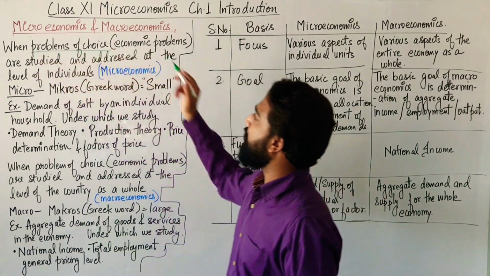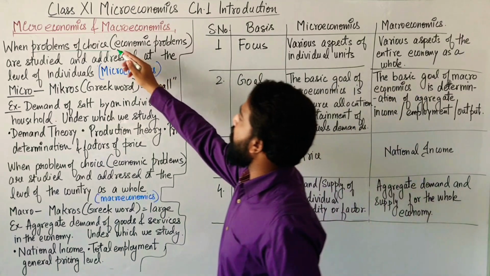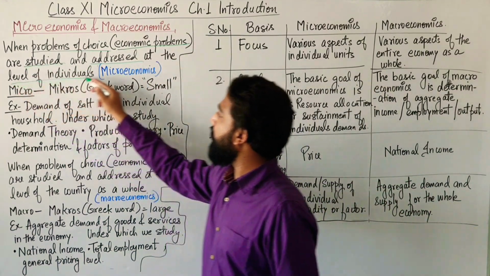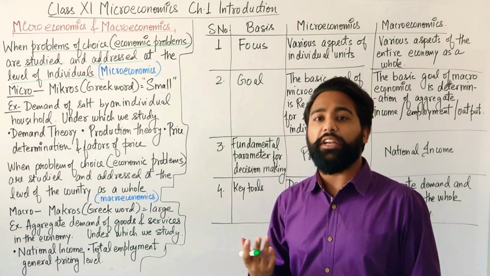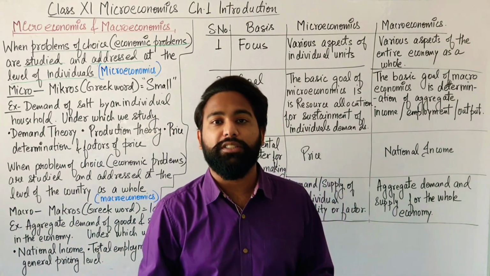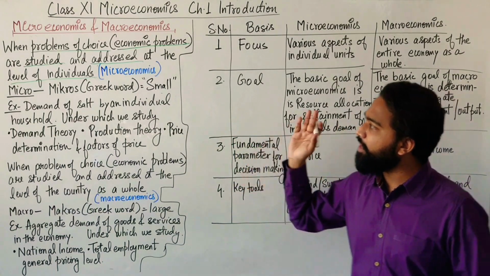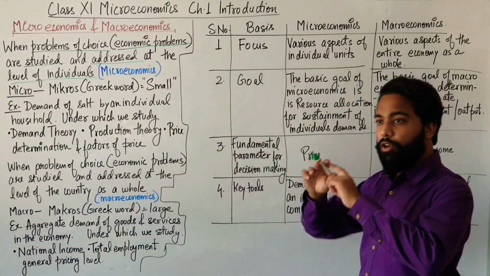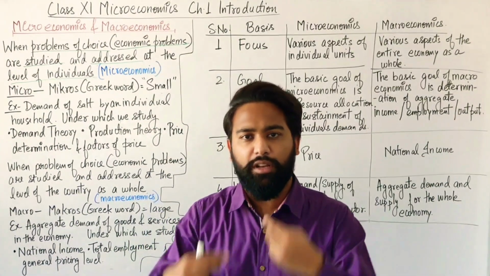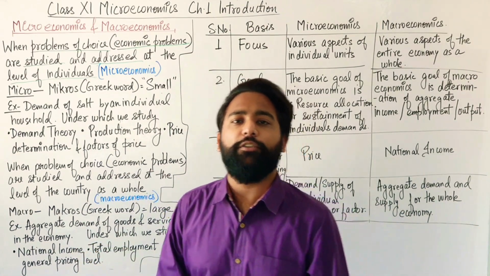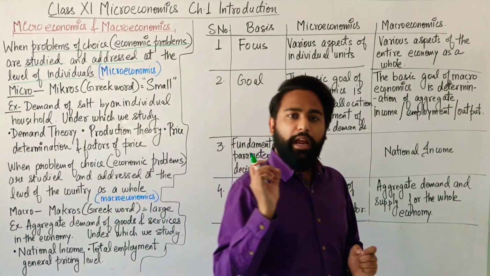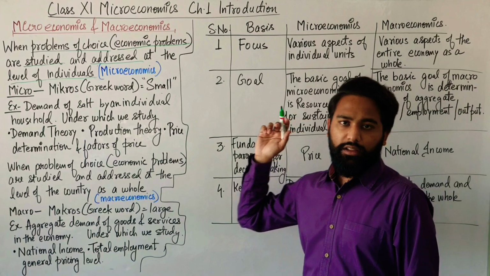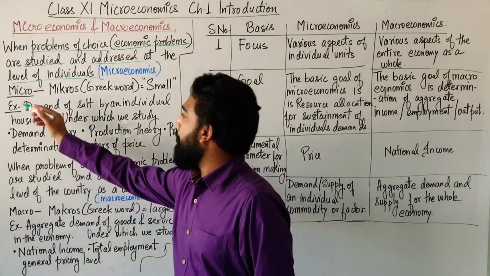When problems of choice, you already covered the problems of choice in the previous videos, all the economic problems. You know what are economic problems? And which are studied and addressed at the level of individuals. All those economic problems which are limited resources, unlimited human wants. So these are your economic problems, and these economic problems are studied and addressed at the level of individuals, not at the level of the whole country, but at the level of an individual. For me, for my family, at an individual level, or for an individual company. So if we are addressing the problems of choice or economic problems at an individual level, then that study comes under microeconomics.